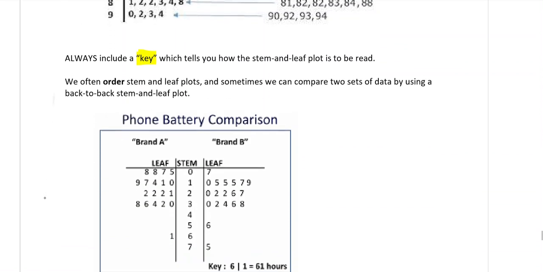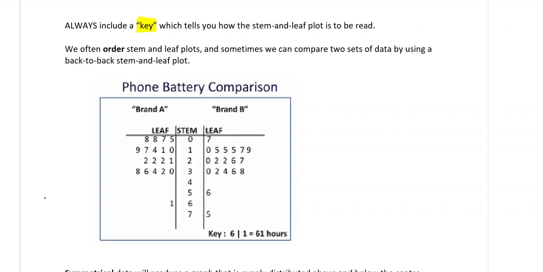We often order the stem and leaf plots. I shouldn't say often, we should always order the stem and leaf plots so that we can compare two sets of data by using a back-to-back. So this is a back-to-back stem and leaf where you have one stem down the middle and you're comparing brand A batteries with brand B batteries. And you can easily compare when you see the two things next to each other.